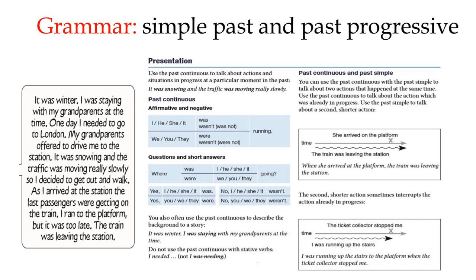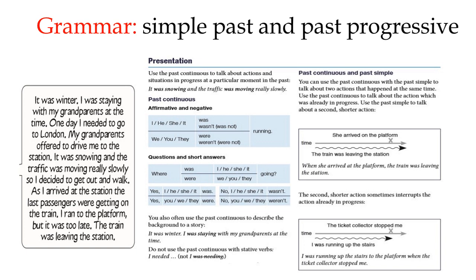I was staying with my grandparents at the time. One day I needed. Verb need plus ed, so this is a regular verb. To go to London, my grandparents offered to drive me to the station. Offered, again, this is a regular verb. It was snowing and the traffic was moving really slowly. This is again verb to be plus verb, which is snow plus ing. It was snowing. This is a long action in the past. And the traffic was moving really slowly. Again, was moving, to be plus verb plus ing.